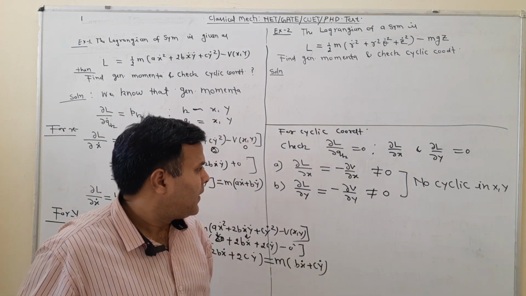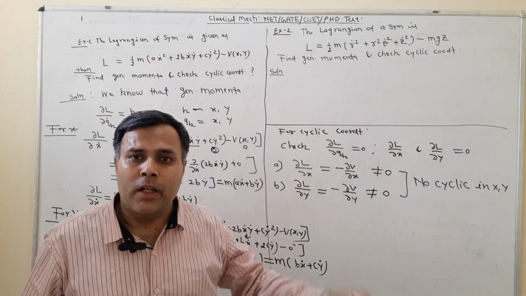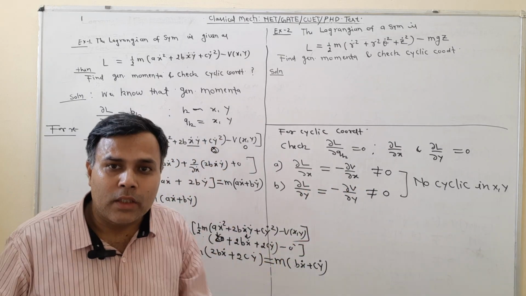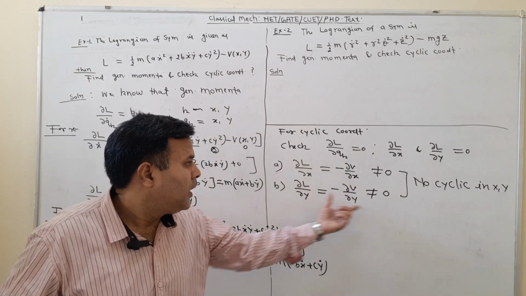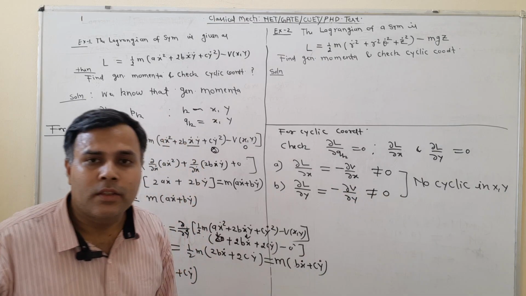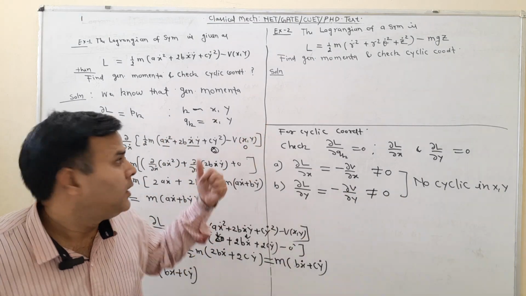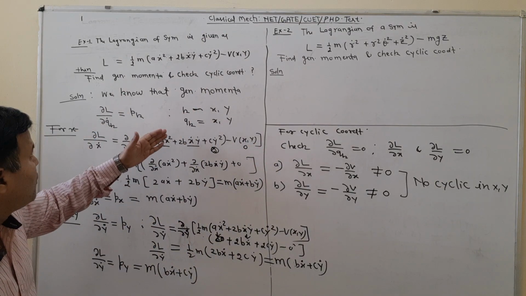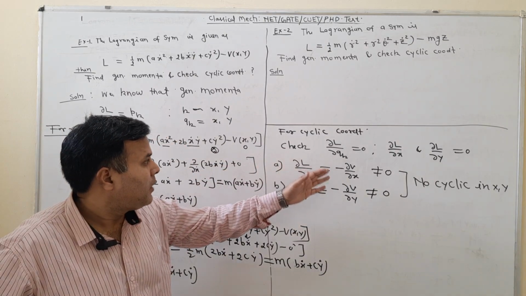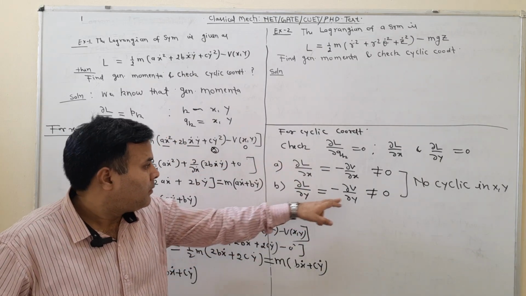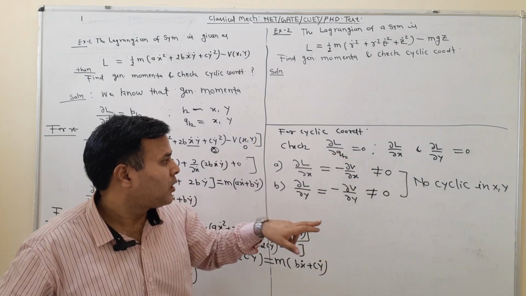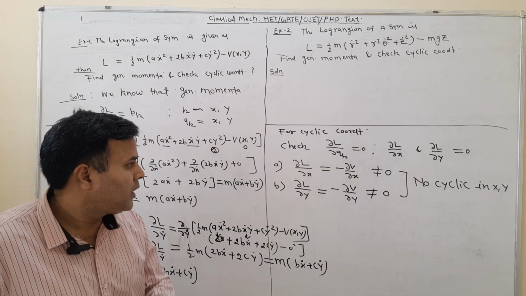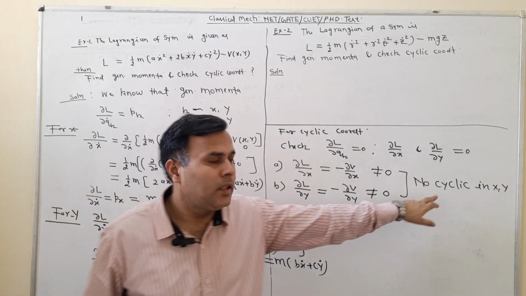So we can say that there is no constant of motion, meaning px and py are not conserved. There is no constant of motion in this Lagrangian system or in this dynamical system. So this is the way to find out the generalized momenta and check whether the given system has a cyclic coordinate or not. In this system del L upon del qk is not equal to 0, so our system has no cyclic coordinate in x and y.